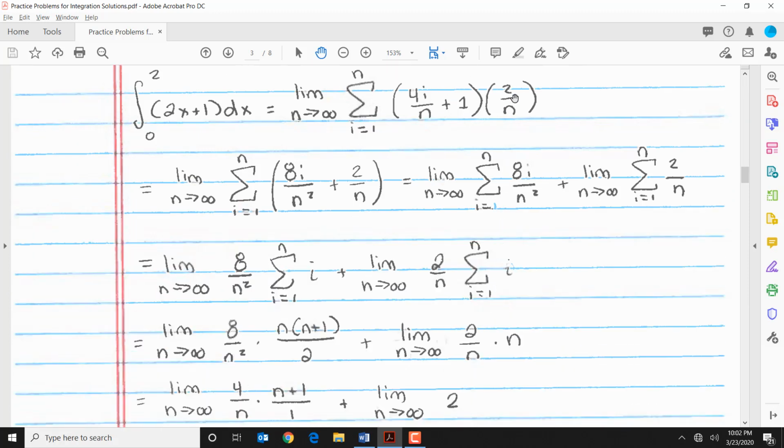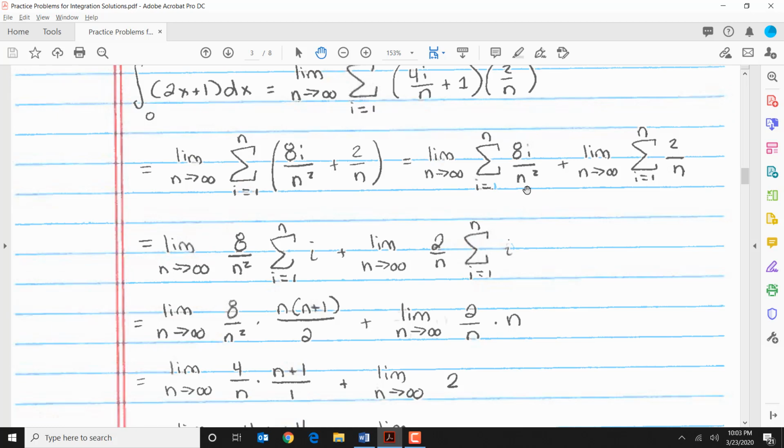I'm going to go ahead and distribute that 2 over n, which gives me 8i over n squared plus 2 over n. I can separate these Riemann sums using my laws. The sum of two terms being added is the sum of the first plus the sum of the second. Now, the 8 and the n squared have nothing to do with i, so I can pull them out. The same thing here, this n and the 2 have nothing to do with i, so we can pull them out. So this is going to be the limit as n approaches infinity of 8 over n squared times the sum from i equals 1 to n of i, plus the limit as n approaches infinity of 2 over n times the sum from i equals 1 to n of 1.